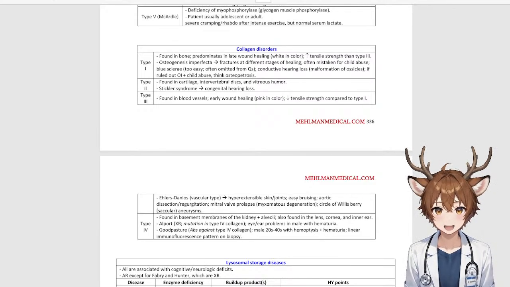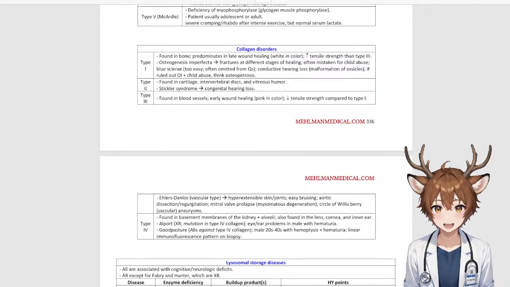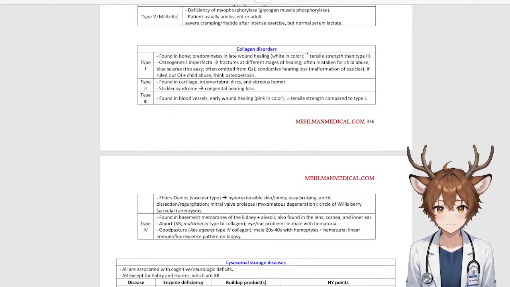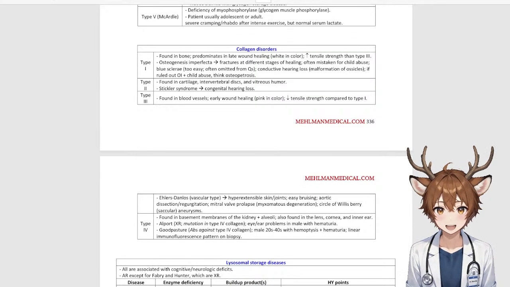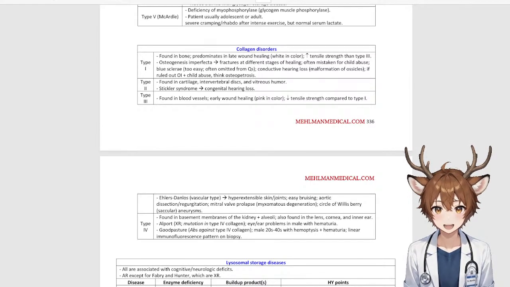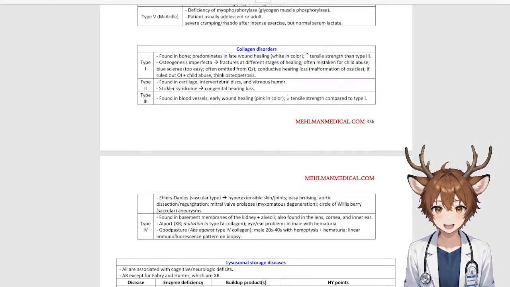Anyway, let's continue with type 1 of osteogenesis imperfecta. Conductive hearing loss, malformation of ossicles. If ruled out osteogenesis imperfecta plus child abuse, think osteopetrosis. So again, if we see something with that similar presentation, but we know it's not osteogenesis imperfecta, and we know it's not child abuse, start thinking about osteopetrosis.